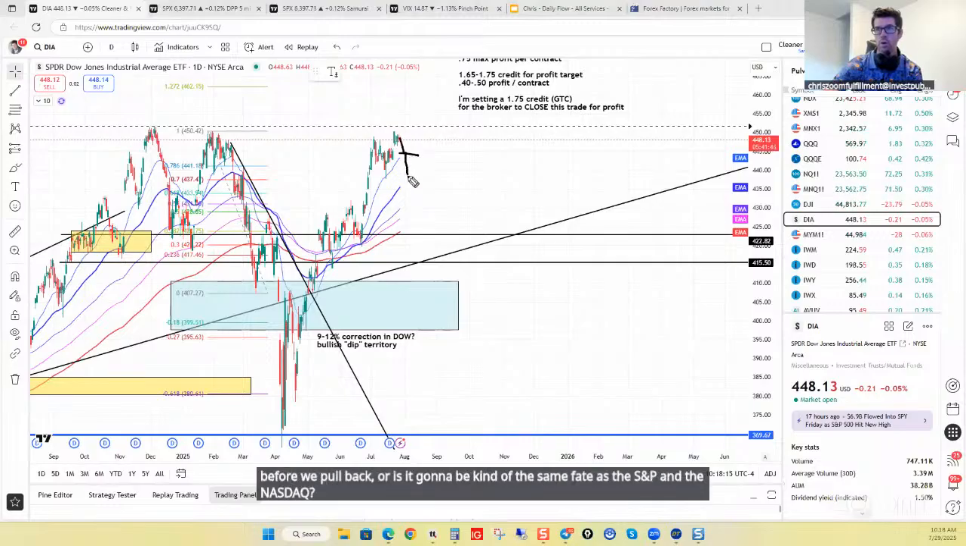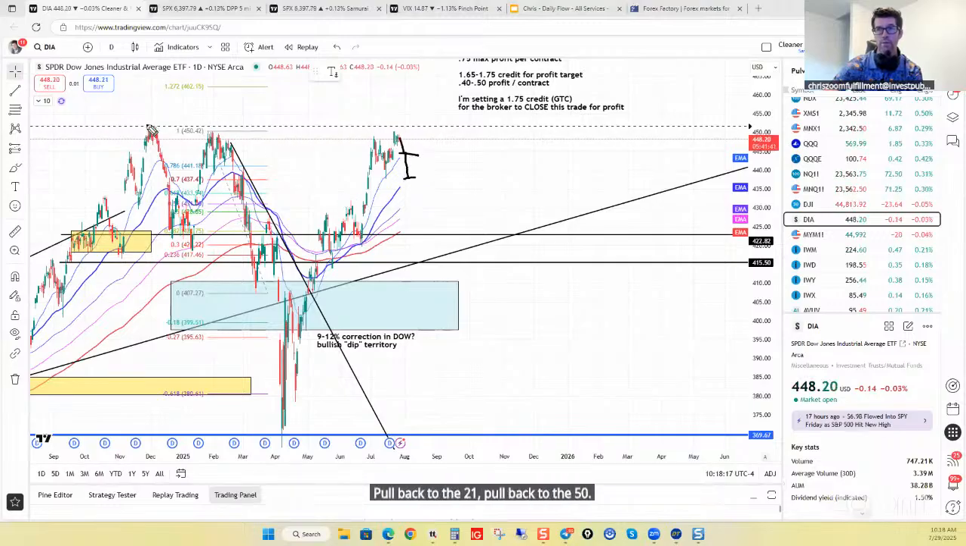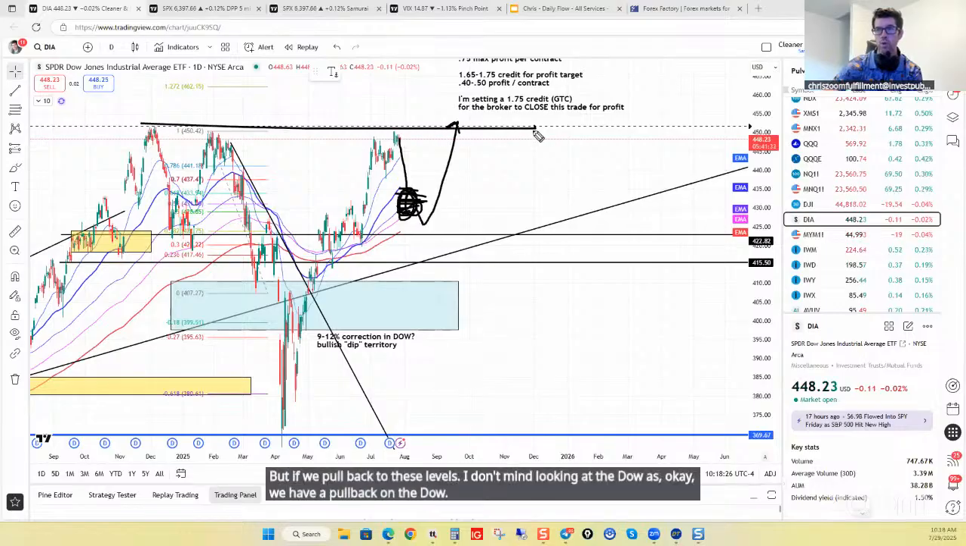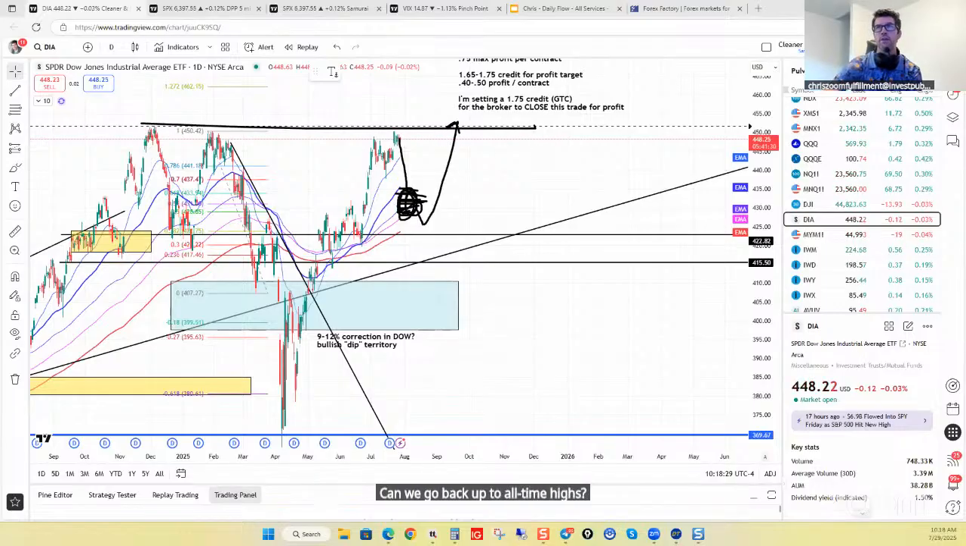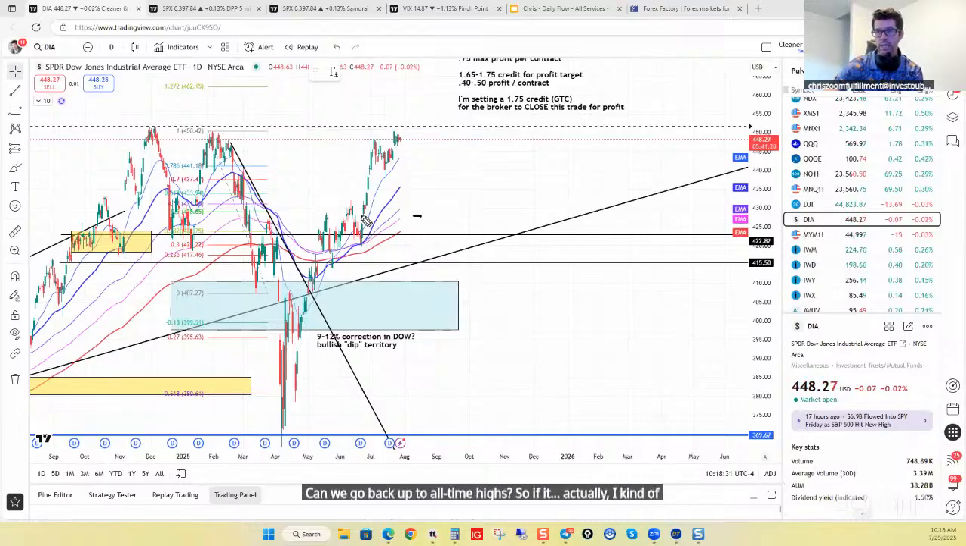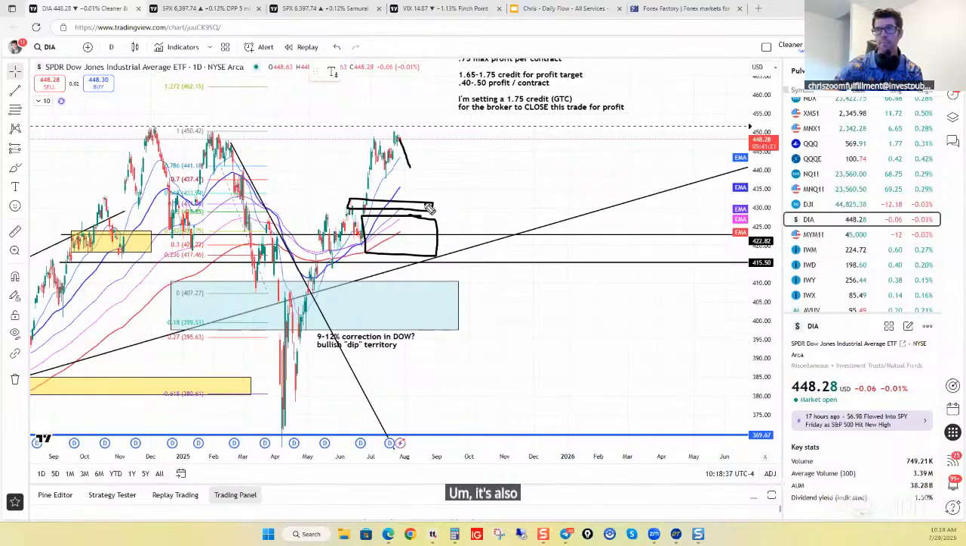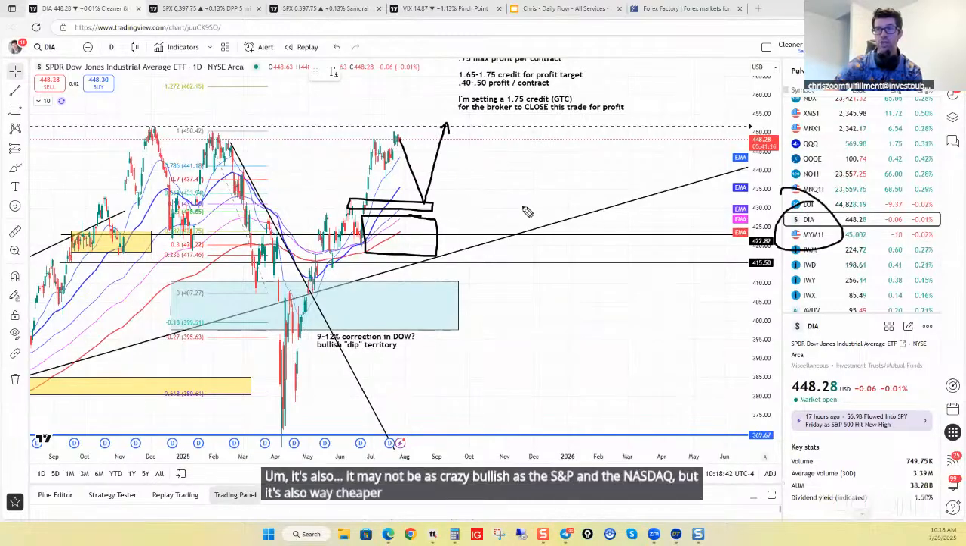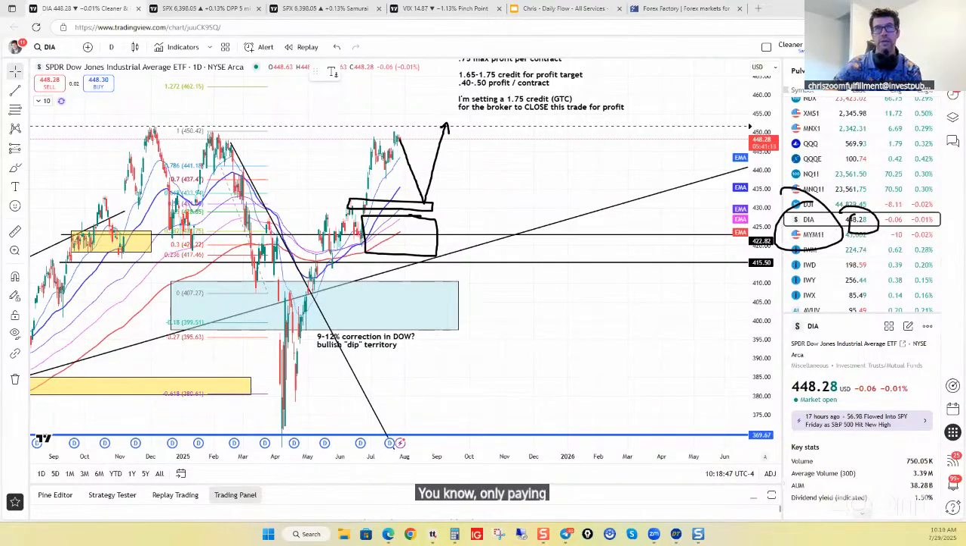Pull back to the 21, pull back to the 50. We obviously are not at all-time highs yet, but if we pull back to these levels, I don't mind looking at the Dow as, okay, we have a pullback on the Dow. Can we go back up to all-time highs? So I kind of like the Dow for a pullback into here. If we have a pullback into, let's say, like 430 or so, it may not be as crazy bullish as the S&P and the Nasdaq, but it's also way cheaper. If I'm going to buy shares of an ETF, only paying 448 isn't too bad.